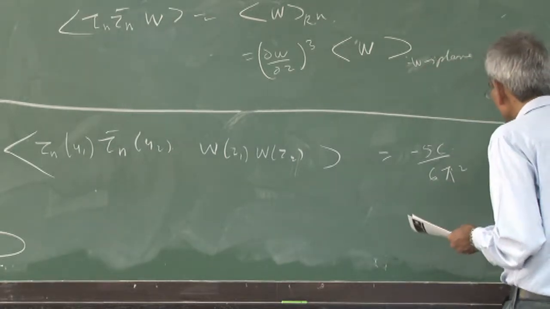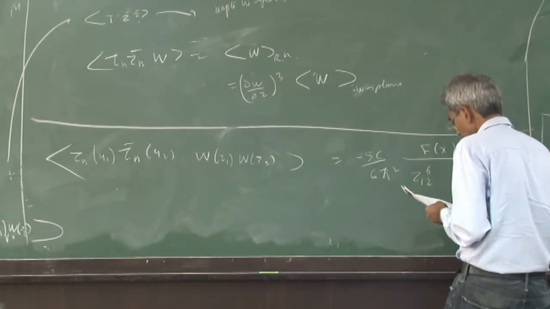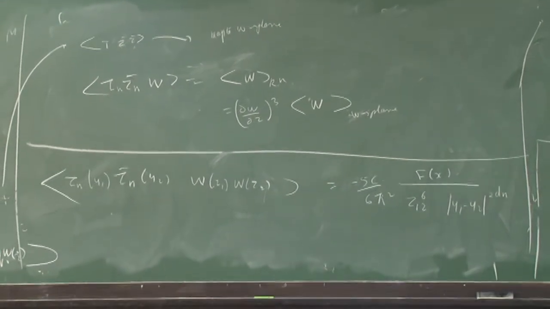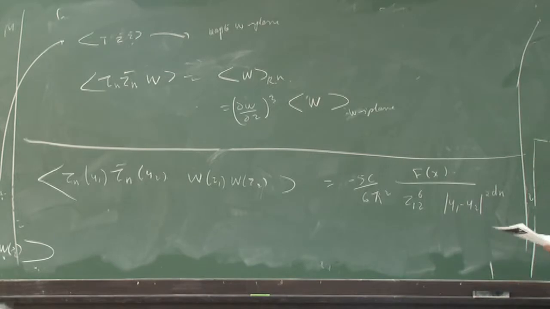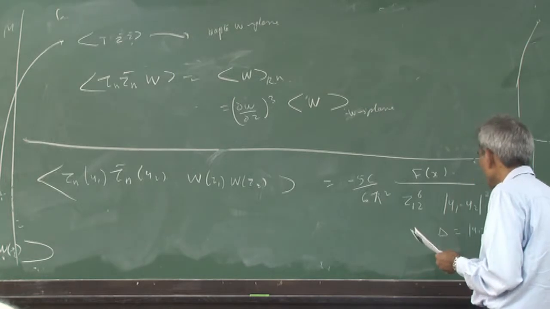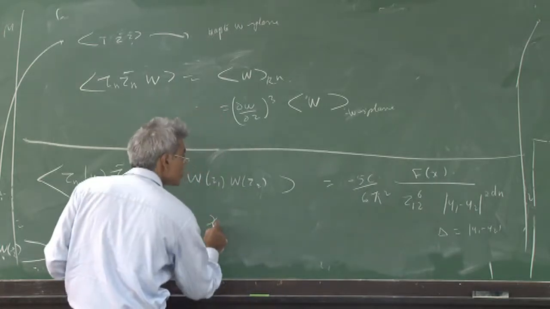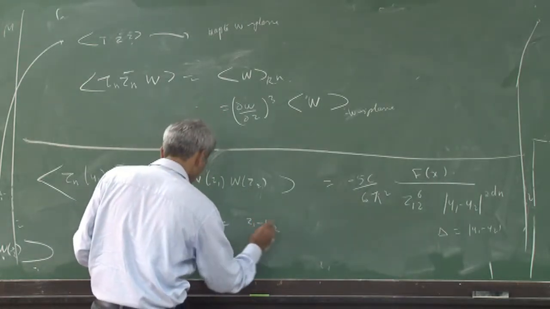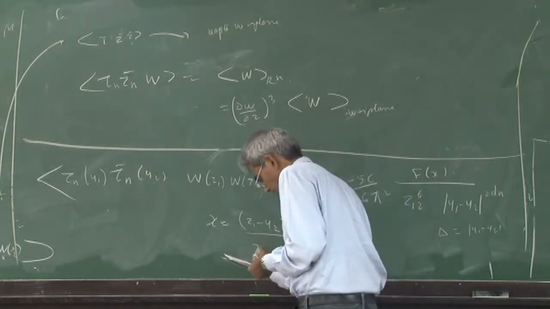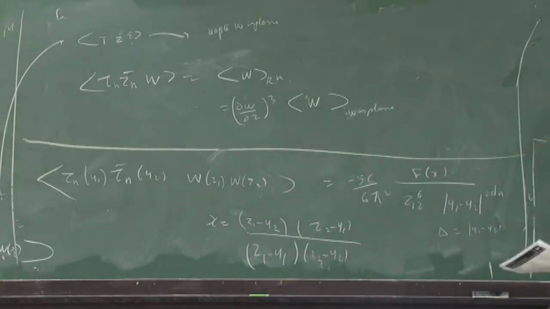So by conformal symmetry, it's of this form. Dn was the dimension of the twist operator. So this is the conformal symmetry, and x is the cross ratio. What's delta? Delta is the positions of the insertions of the twist operators. And what is x? x is the cross ratio.